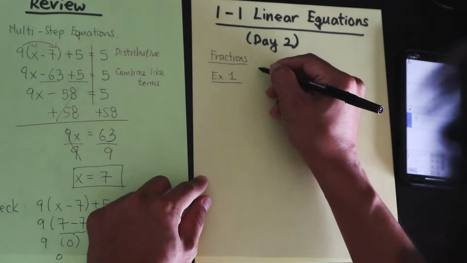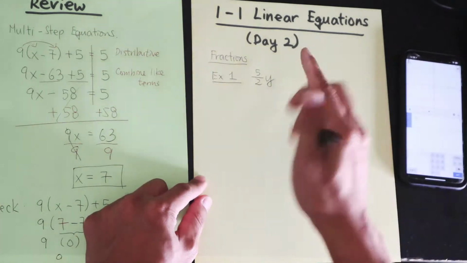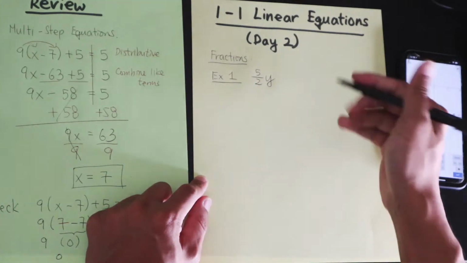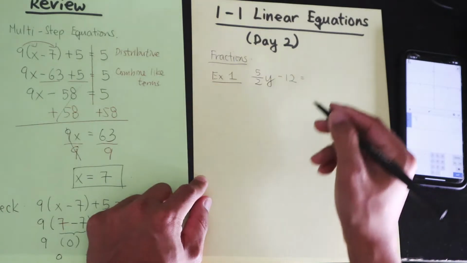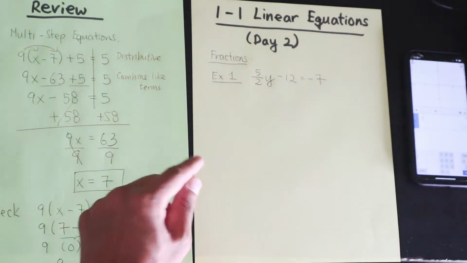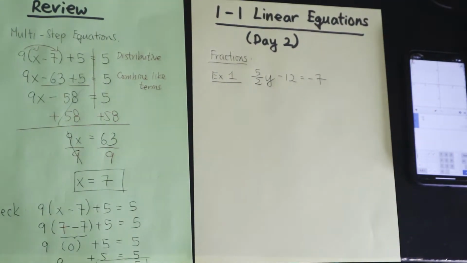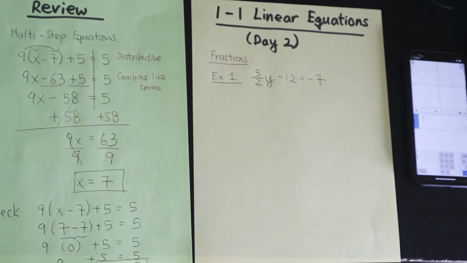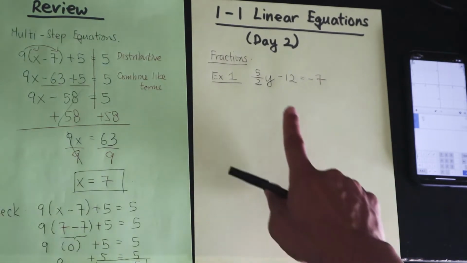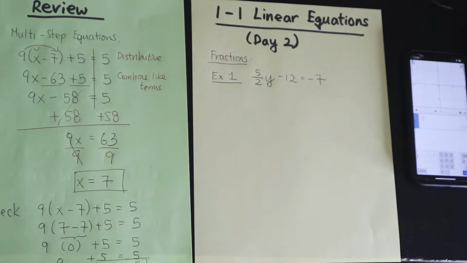Example 1 says 5/2 y minus 12 is equal to -7. Well, to do this, there are 2 ways to do it. You could keep the fractions, or you do not have to keep the fractions. Our goal is to get rid of the fractions as much as possible, as soon as possible, actually.